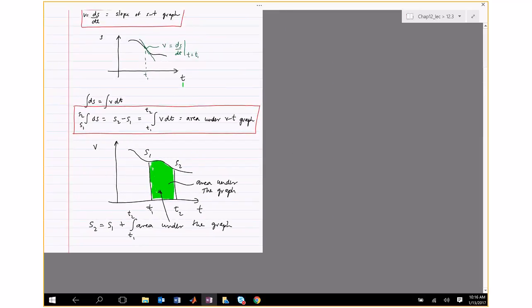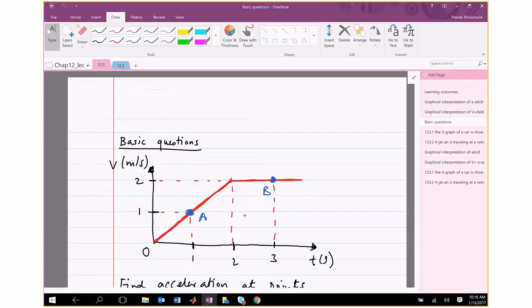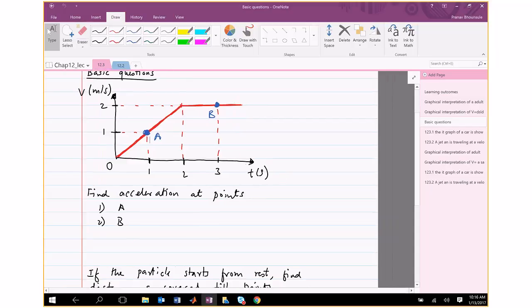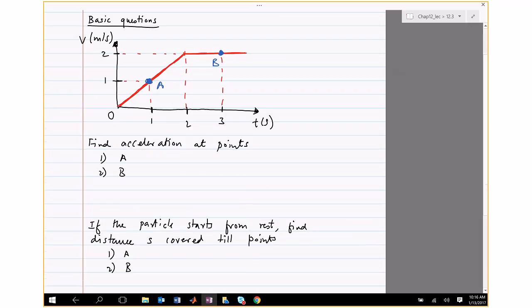Okay, so what we'll do next is I'll do a very basic question and then we'll move on to harder questions. Any questions so far? Okay, so I want you to solve this question right now. This is the velocity time plot of a particle. Use what I just told you sometime back to find the acceleration at this point A and the acceleration at point B. Can you try to do that?